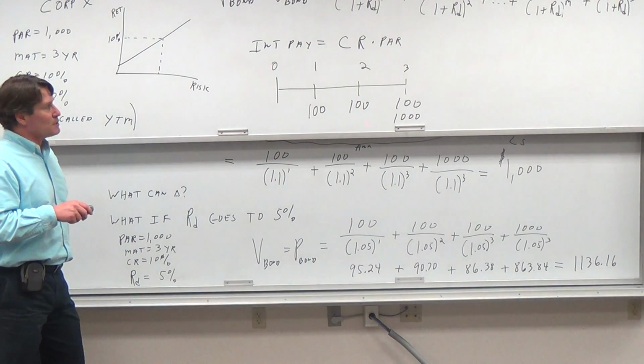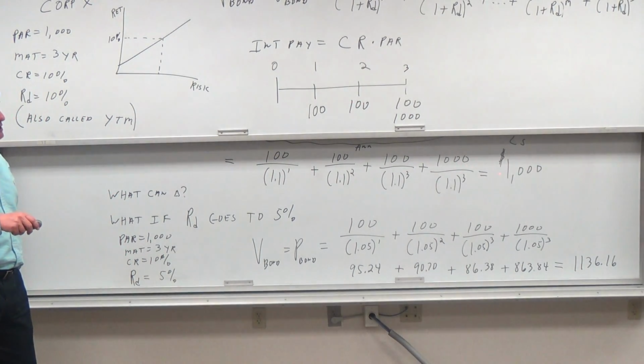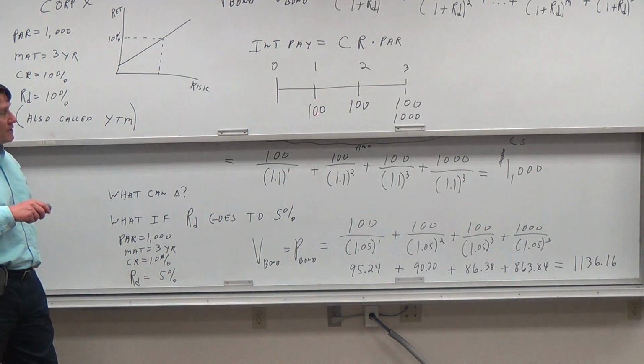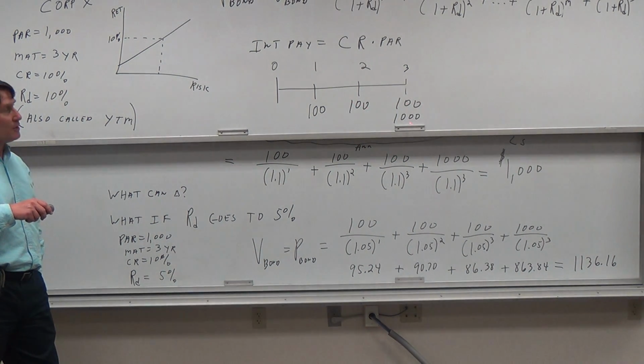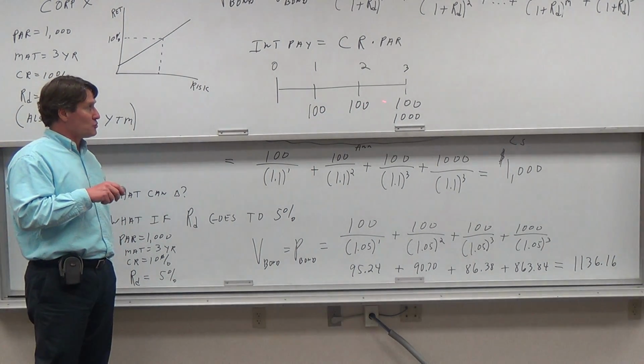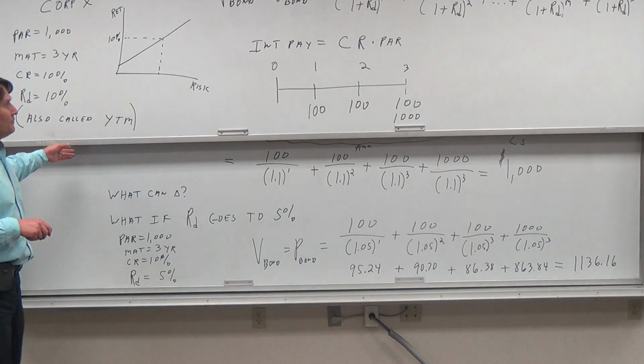Well, that makes sense. The price should be 1,000, because if you lend somebody $1,000 and you want 10% on your money, they should give you back 100 each year, and then they're going to give you back your initial investment. So they give you back interest each year and then principal at the end.